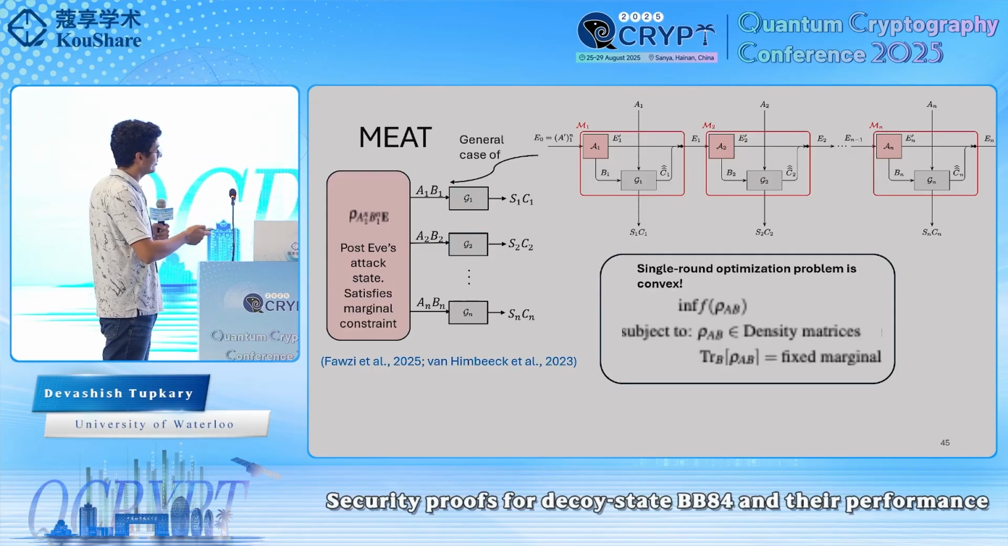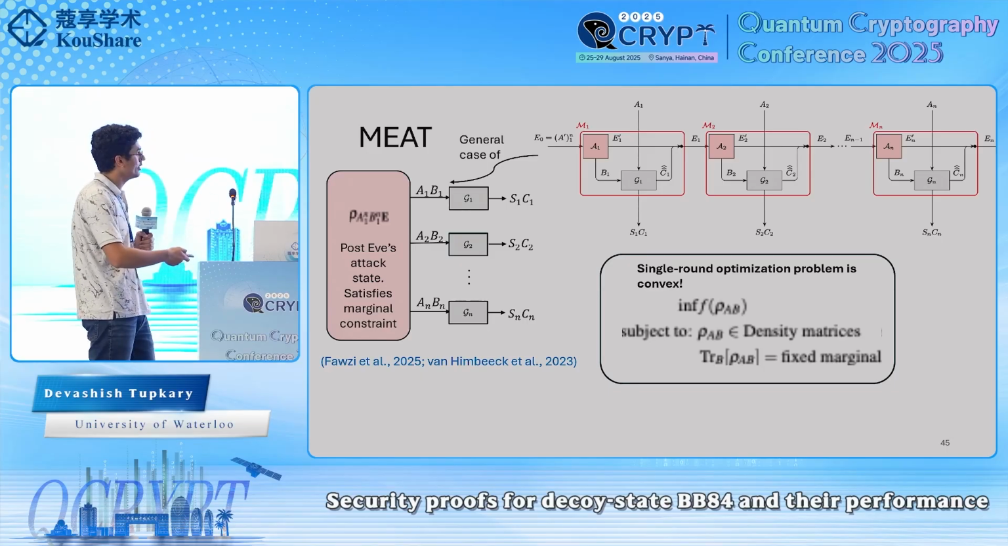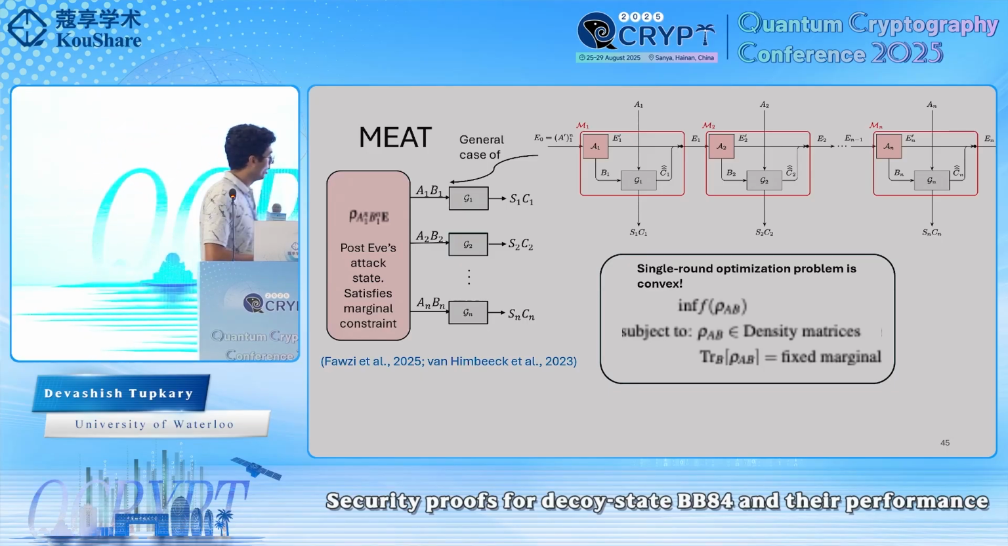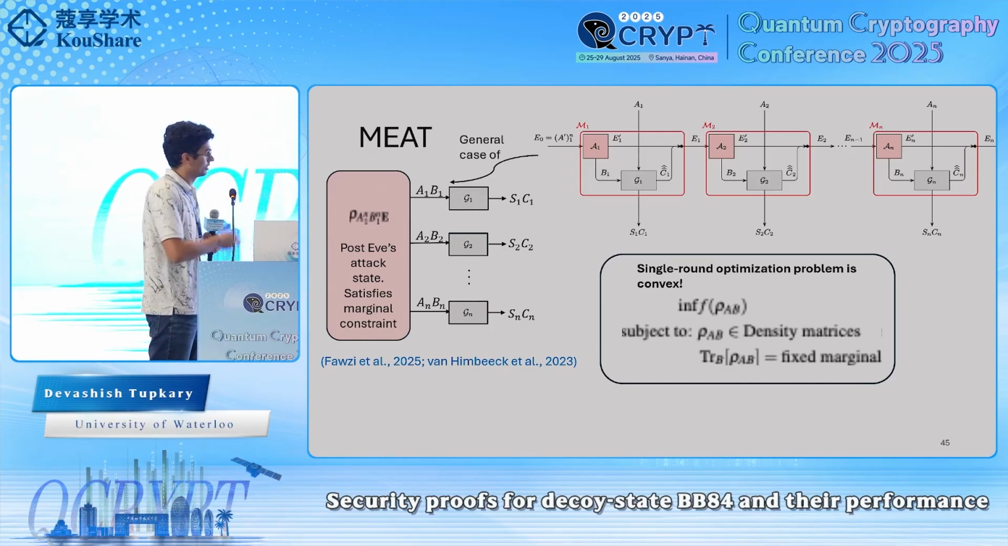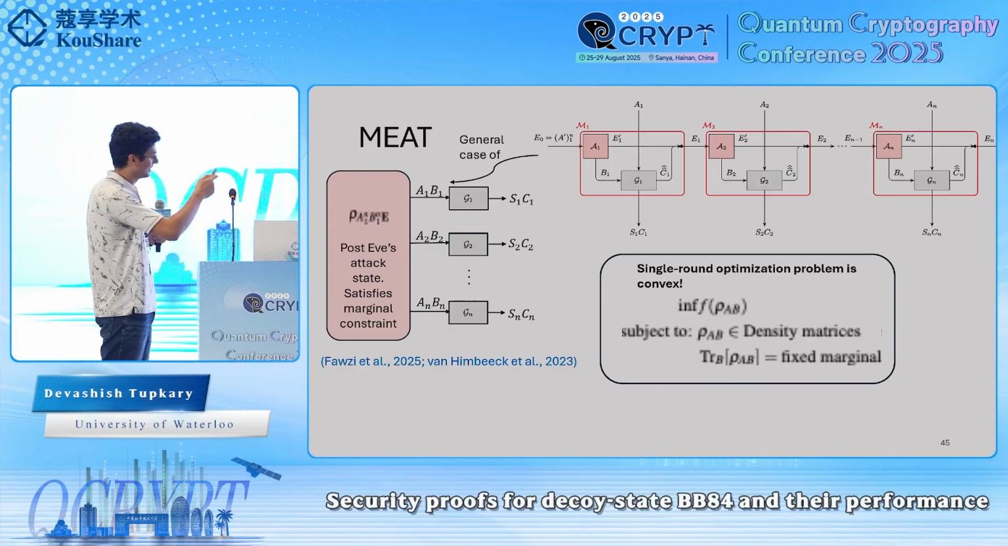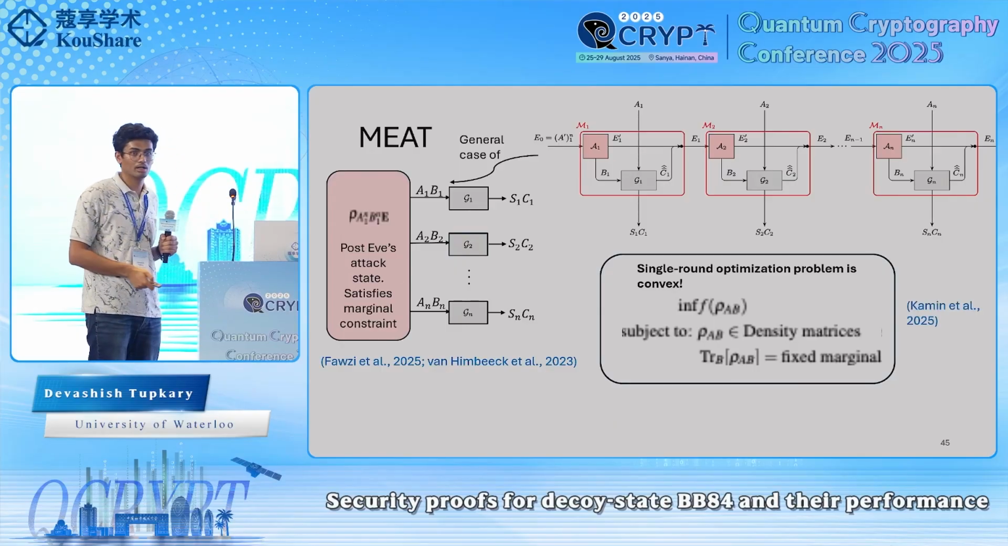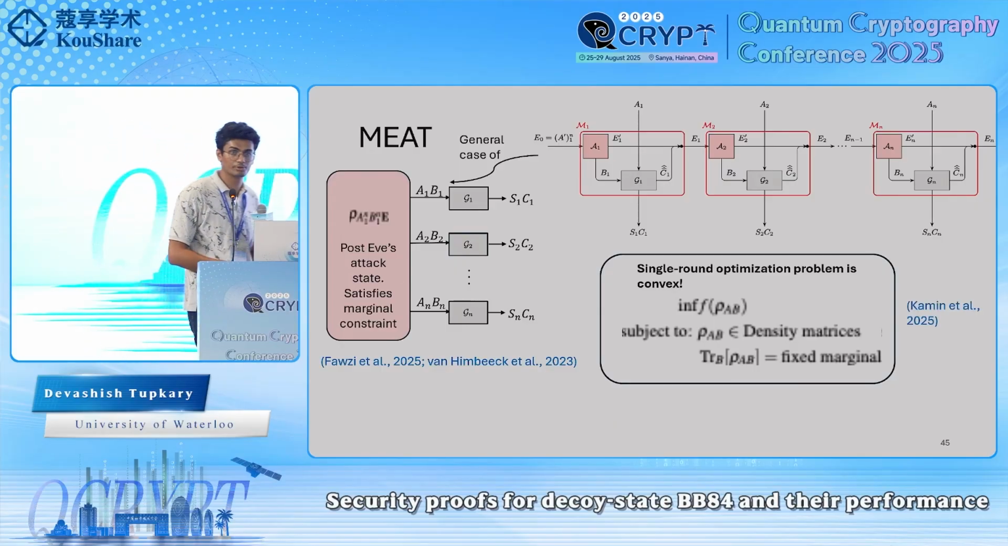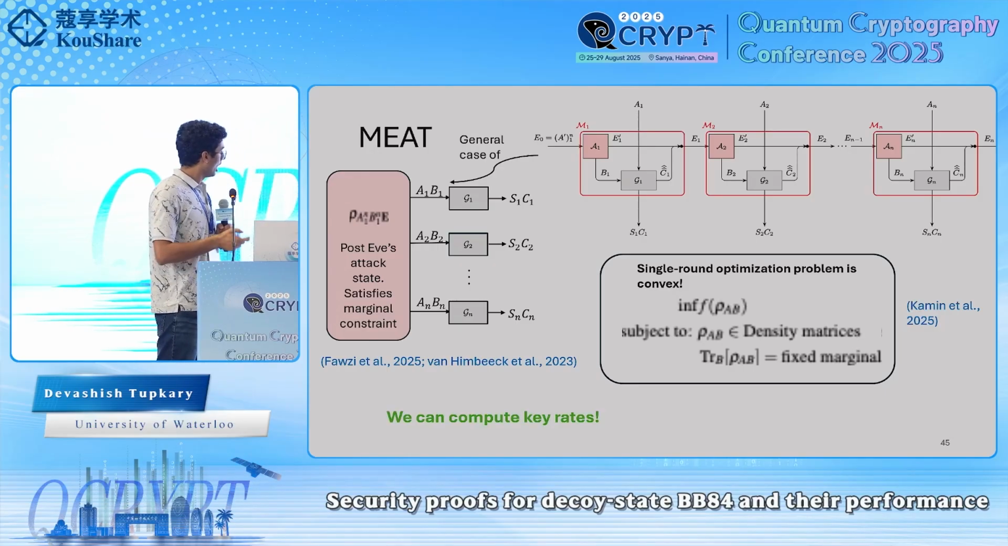And at the end of the day, in both of these scenarios, we end up wanting to compute a single-run optimization problem, which I don't want to write down because it looks a bit complicated. But the important thing to know is that it has this fixed marginal constraint inside of it. And so it works for prepared and measured. This is convex, and Lars has already figured out how to compute it. He will tell you more about it in this talk. Okay, so we can compute key rates using MEAT.